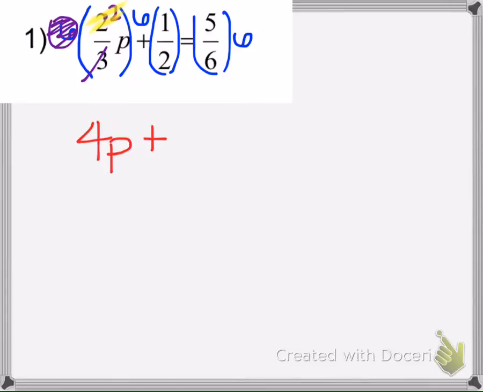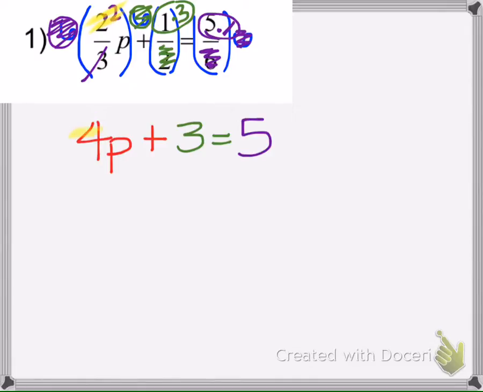And then here I would do 2 is going to go into this 6 right here 3 times. And then 1 times 3 is 3. And then 6 goes into this 6 right here once. So 5 times 1 is 5. And now I'm going to solve this equation, get the variable isolated.